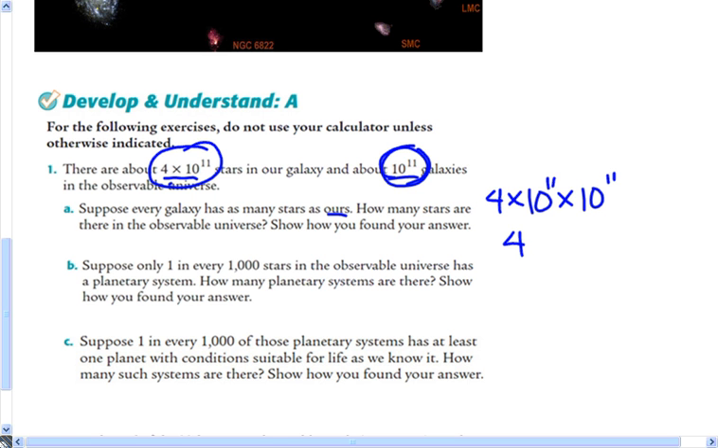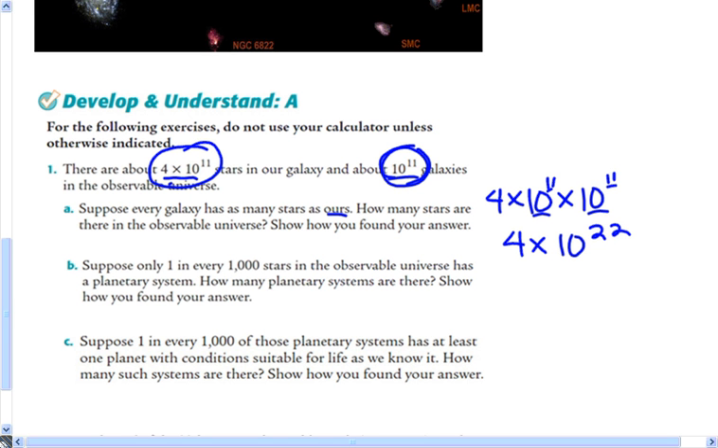So 4 times, as long as we have the same base, we're just going to count up how many times we're multiplying by 10, and that is 22 times. So 4 times 10 to the 22nd is the number of stars. Now, just stop and think about how big that number is. 10 to the 22nd is a 1 followed by 22 zeros. So it's a number that starts with 4 and has 22 zeros in it.